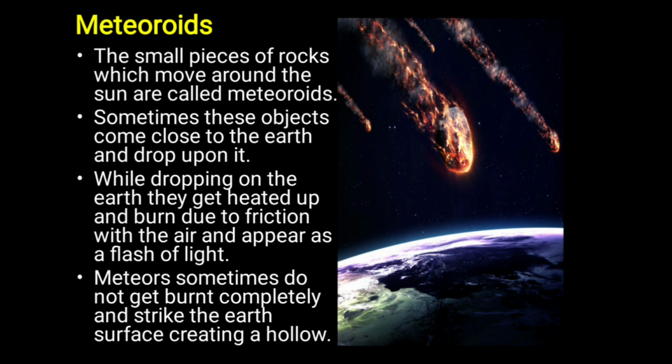Meteors sometimes do not get burned completely and strike the earth's surface, creating a halo. Sometimes the meteors get burned completely and only their ashes drop somewhere over the earth. But sometimes, because the meteors or the meteoroids are pieces of rock, just like asteroids, they do not get burned completely and they strike the earth, and where they strike the earth, because it is a solid object, it creates a halo over the earth's surface.